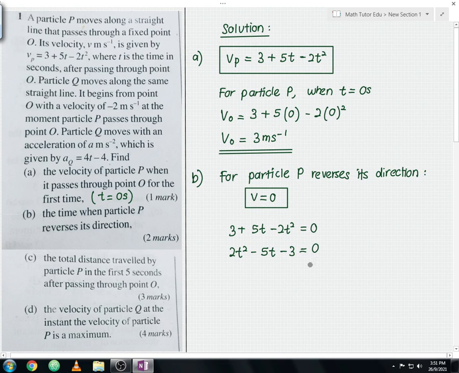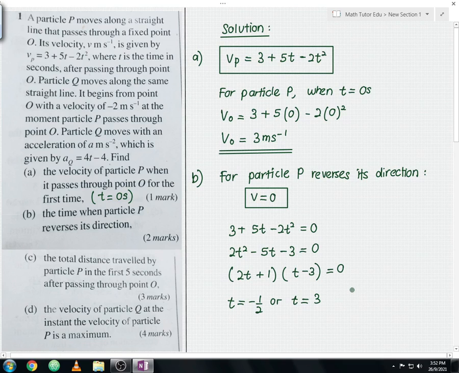As you can see, we have already formed the quadratic equation. For the next step, we're going to perform the factorization for this. So you factorize this quadratic equation. From here you get (2t plus 1)(t minus 3) equals 0. From here you get two possible answers. You get either t is equal to negative 1 over 2 or t is equal to 3.